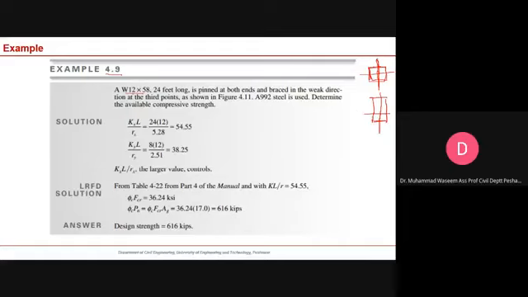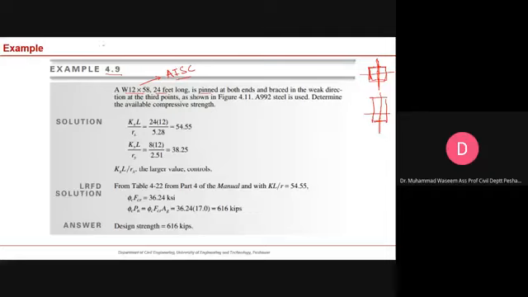Now there is a wide flange section. You can go to the manual and check chapter number 1 for its properties. It is 24 feet long, and the support conditions are pinned at both ends. And this compression member, this wide flange section member, is braced in the weak direction.